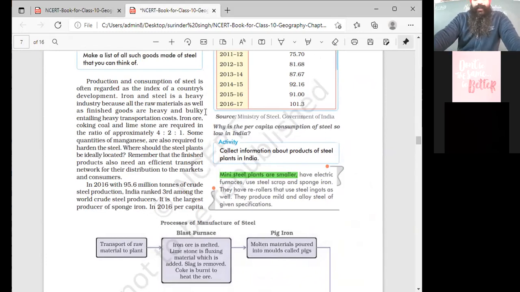So what are the reasons responsible for this? The iron and steel industry is also known as a weight losing industry. Larger quantities of raw iron ore are required for the extraction of pig iron. On average, 1 quintal of iron ore is used to extract 40 to 50 kgs of iron, and the remaining 50 to 60 kgs is wastage. That's why it is a weight losing industry, because of the removal of impurities to obtain the metal, which is lesser in quantity than the total weight of the raw material.